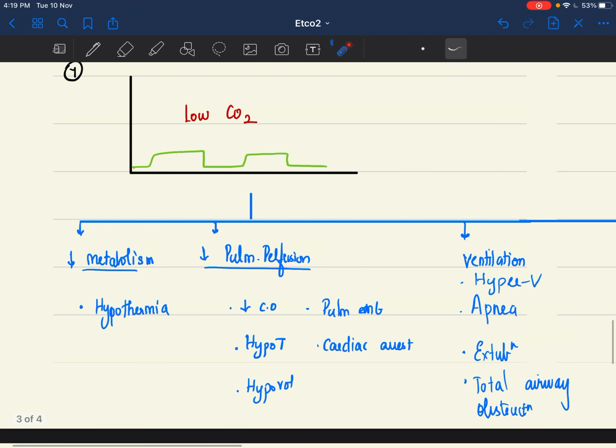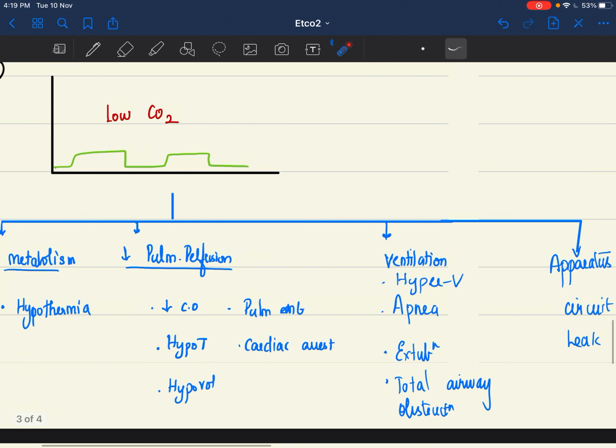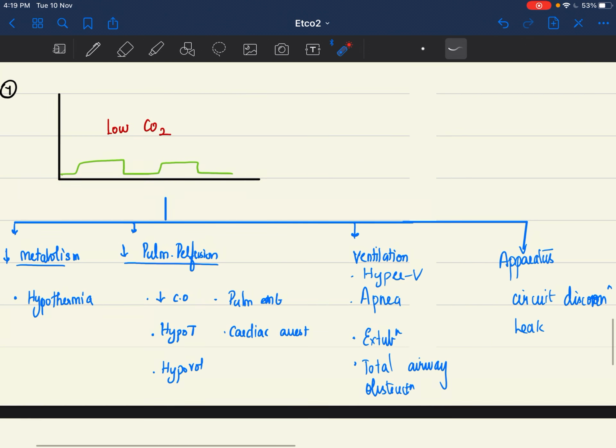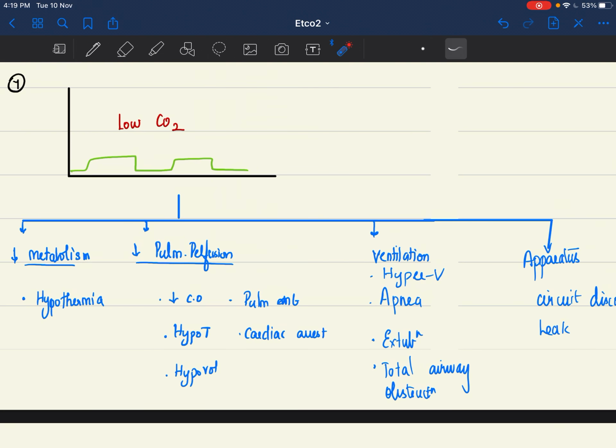Then you have a condition where the carbon dioxide waveform is low. There is low carbon dioxide, and what could be the reason?